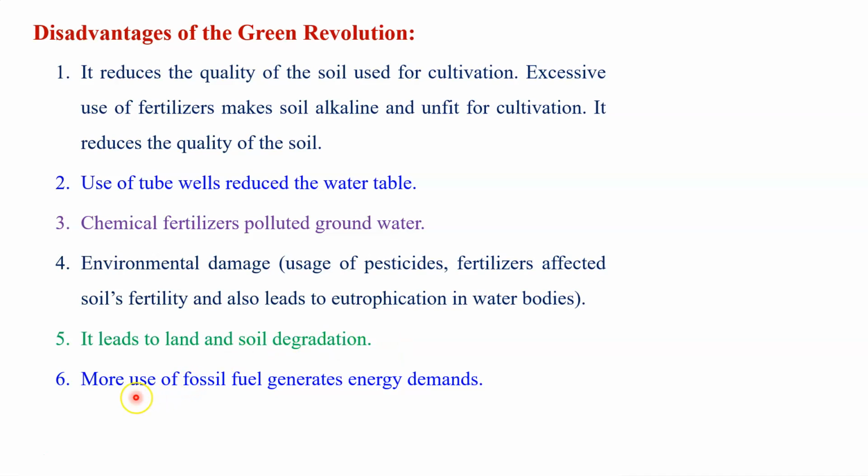Another important thing that is also a disadvantage of this program: the greater use of fossil fuel generated energy demand. Dear students, you know that the important feature of this Green Revolution in India was the use of irrigation for agriculture purposes, and for that purpose we increased the use of tube wells or other wells or diesel pumps in that period to fulfill the water needs of the crops through irrigation.